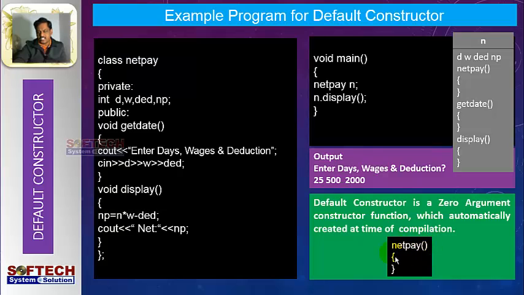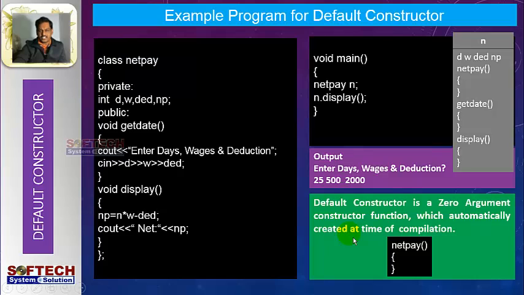Default constructor is a 0 argument constructor which is automatically created at the time of compilation. So this is a default constructor. If we don't define a constructor within a class, the compiler will automatically create a 0 argument constructor at the time of compilation. That constructor is called the default constructor.